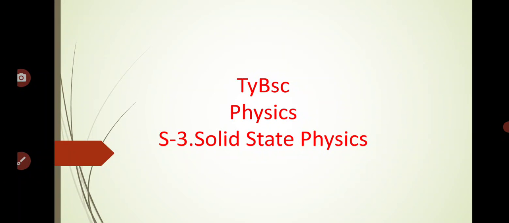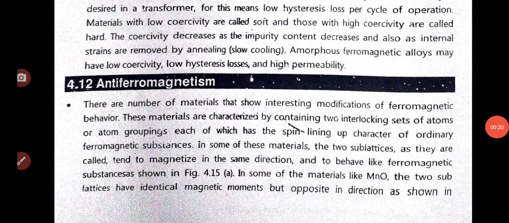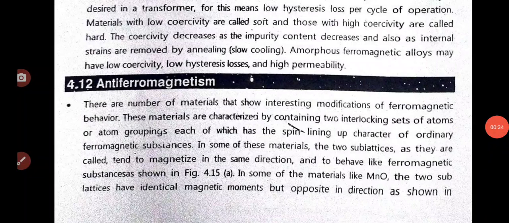We have to see here our subject is solid state physics, and we want to continue the fourth chapter, which is magnetism. In this chapter, we have to continue the next point, which is known as anti-ferromagnetism. Before we see anti-ferromagnetism, we have to see what a ferromagnetic material is.